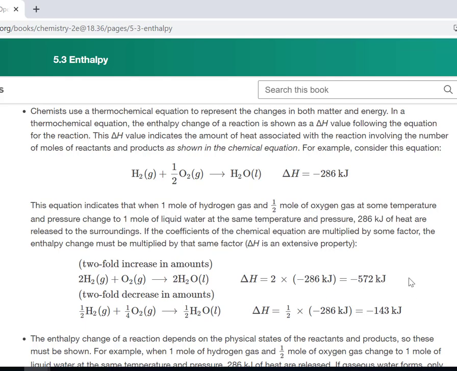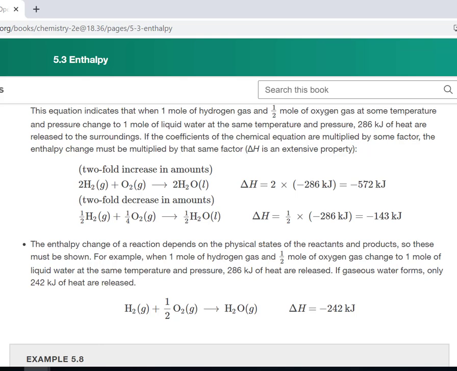We could also divide by 2. So we're showing that here. From 1 to a half, from a half to a quarter, from 1 to a half, and then a half for the delta H. So we can multiply the reaction by something, and if we do, we multiply the delta H by the same thing.